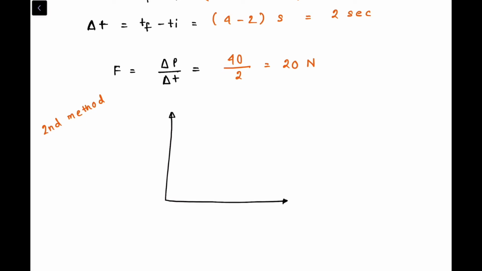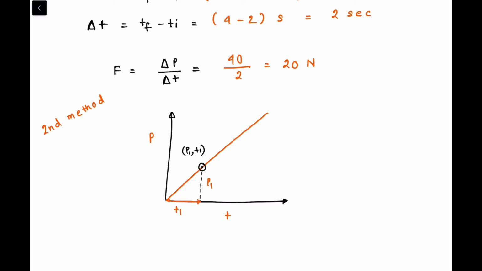The first method also uses the graph, but we'll use the graph more in the second method. On the y-axis we have plotted momentum, and on the x-axis we have plotted time, and the straight line goes like this. This is a straight line, right? So that means again consider 2 points. This point is our P1 comma T1, which I'm marking in yellow. So this will be P1 and this will be T1, right?